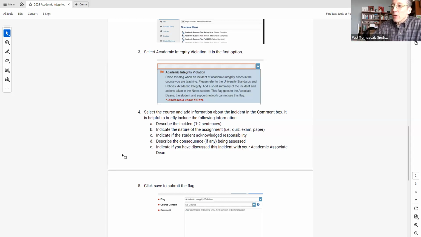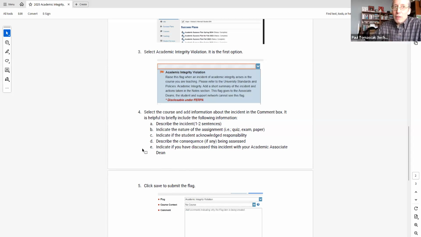The consequence, if you have at that point determined that the student will fail the class because the syllabus says that they'll fail the class, or that you've decided that there will be no penalty because this was an incredibly minor assignment and you believe that the student has corrected the behavior. Just an idea of what the nature of the consequence is, and indicate whether you've discussed this incident with your associate dean.